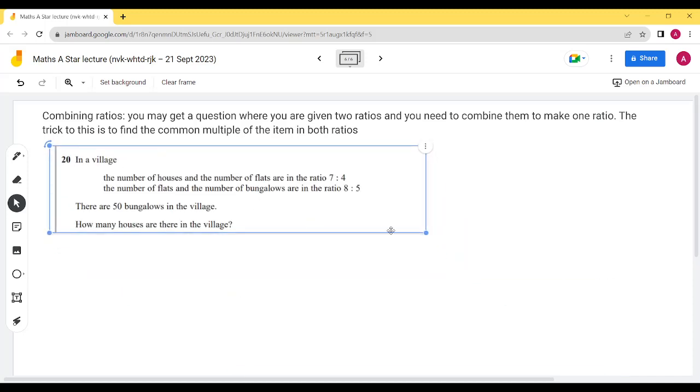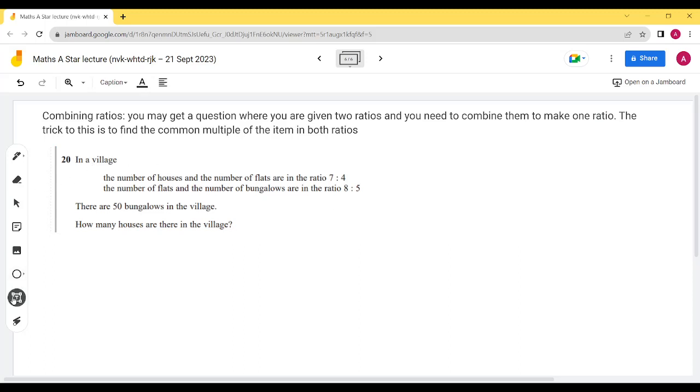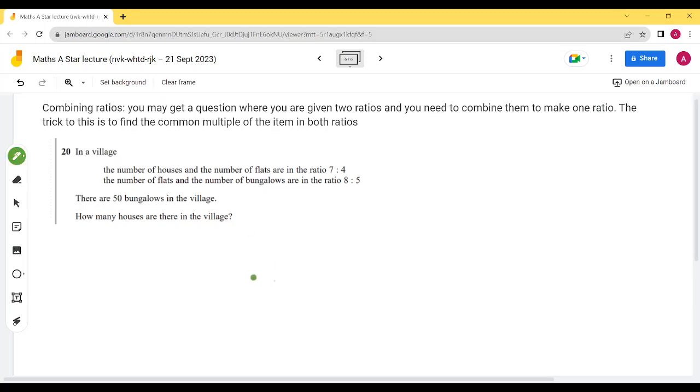And so we got in a village, the number of houses and number of flats are in the ratio 7:4. The number of flats and the number of bungalows are in the ratio 8:5. Out of 50 bungalows in the village, how many houses are there in the village? All right, and so what you're going to do here to solve this is you want to write out a ratio of all three things. And how I would always present it, we've got house and flats to bungalow.